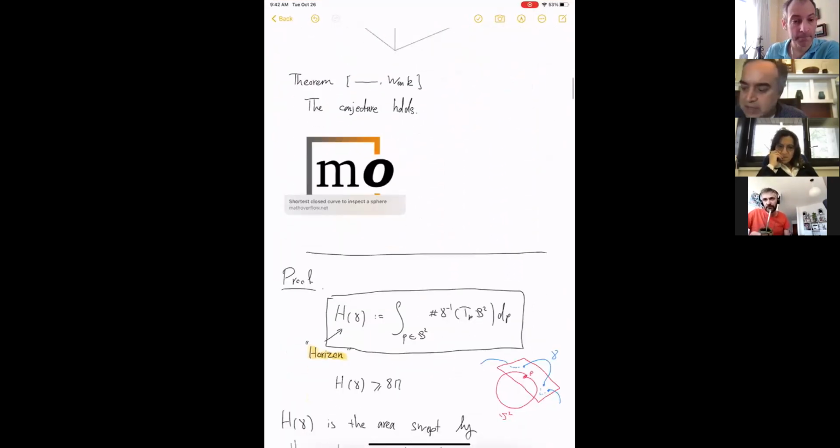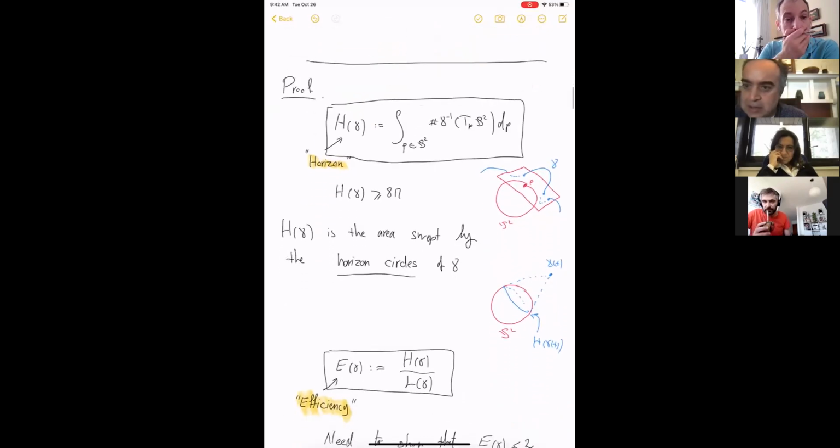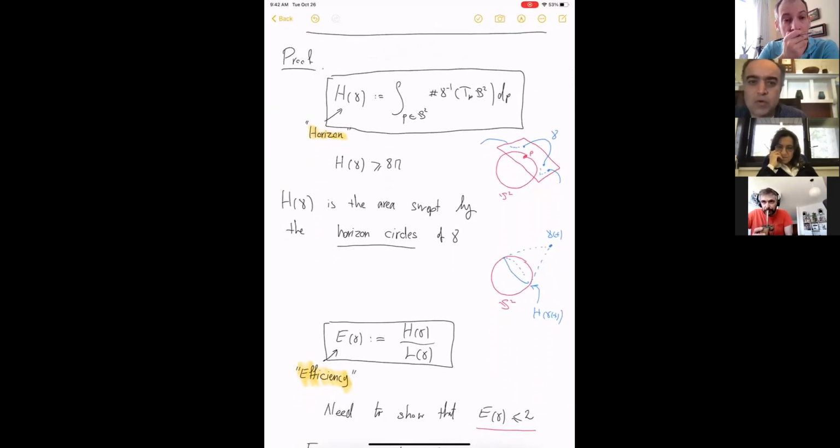So how are we going to prove it? First we define this notion of a horizon of a curve. So what is the horizon of my curve? I look at each point on my sphere. I look at the tangent plane at that point, and I count the number of points where my tangent plane intersects the curve. And I integrate this number across my sphere. Okay? So what does horizon measure?